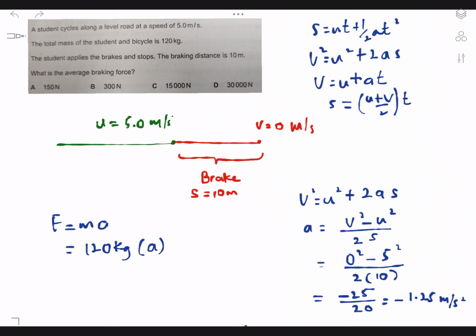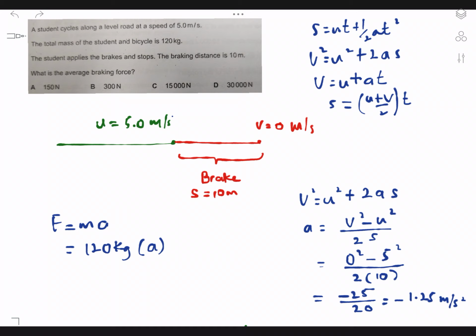And then how to solve this problem? We need to apply this formula because the question asks, what is the average braking force? So mass is given in the question, so you don't have any problem with the mass. The problem here is acceleration. How do you know what is the acceleration? So we need to apply the equation of motion.